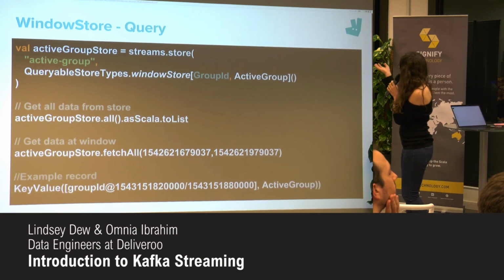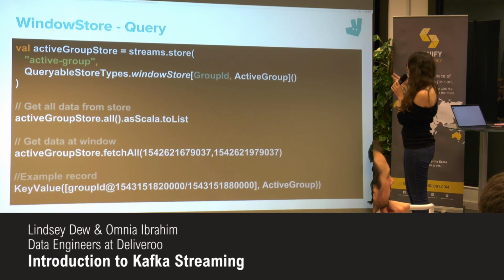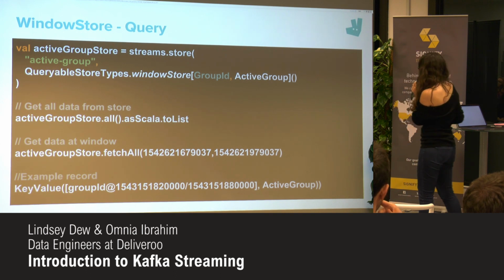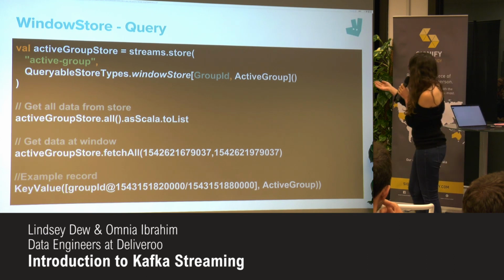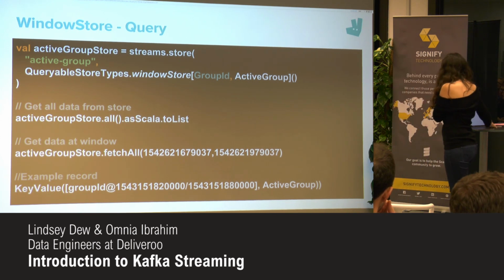Then to query this, we can call streams.store, pass in the name and the type of the store, and we can call all to get a whole list of records. This is what we use for our dashboard, and then we do a little bit more manipulation just to pull out the last time we heard from a group by time window. We can also do a fetch all and pass in a window of time, and that will bring you back the records relating to that time window. We use that if you care about historical active groups. You can look at that on the UI. An example record looks something like this. It will have the group ID prefixed and then the time window, and finally active group as the value.